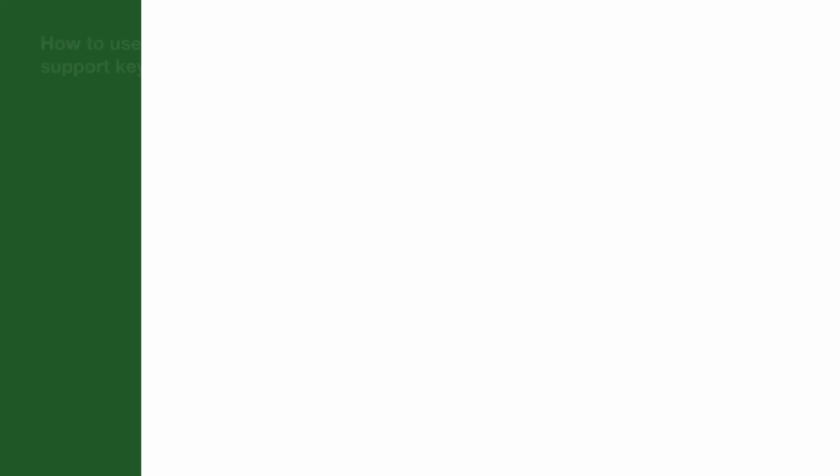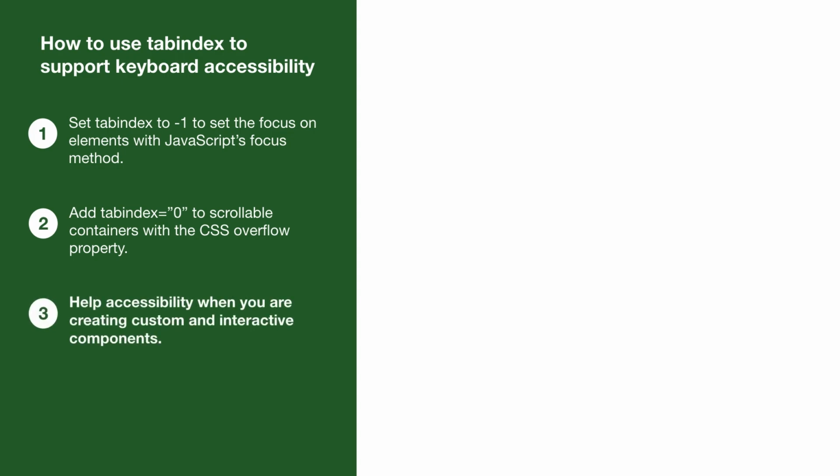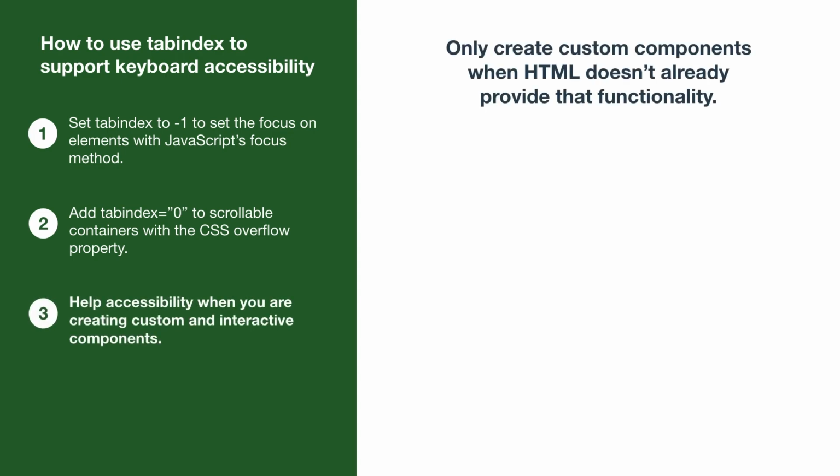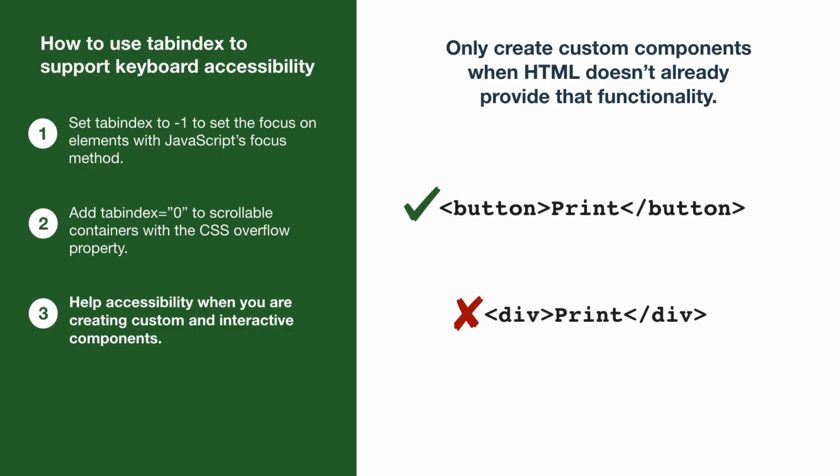The last way to use Tabindex to help accessibility is when you are creating custom and interactive components. An important thing to remember is to only create custom components when HTML doesn't already provide that functionality. For example, use a native HTML button, which is automatically added to the tab order. Don't make a custom div to create a button, which would need additional coding to make accessible.